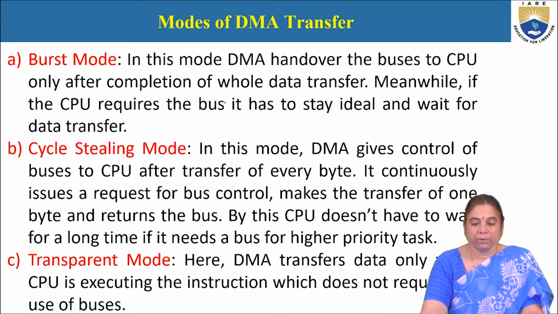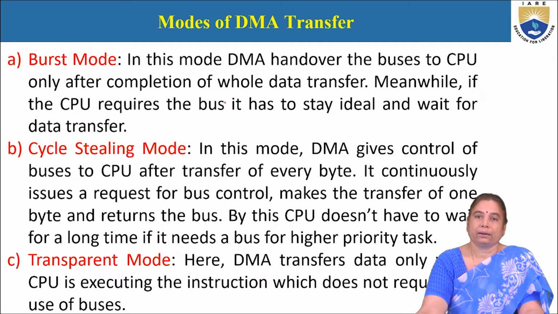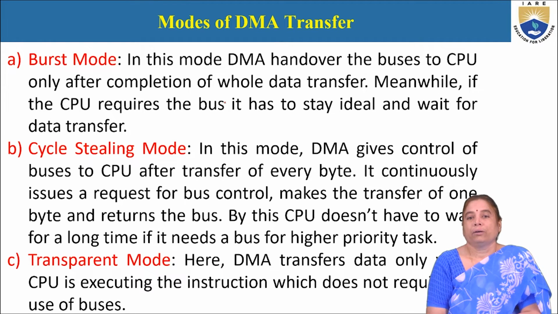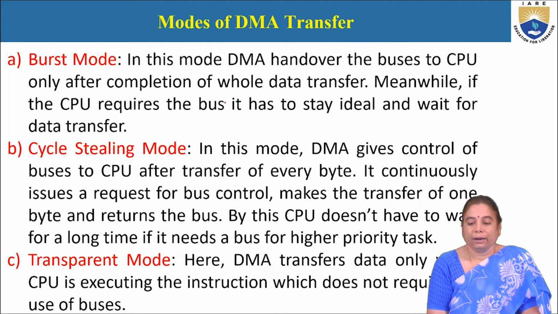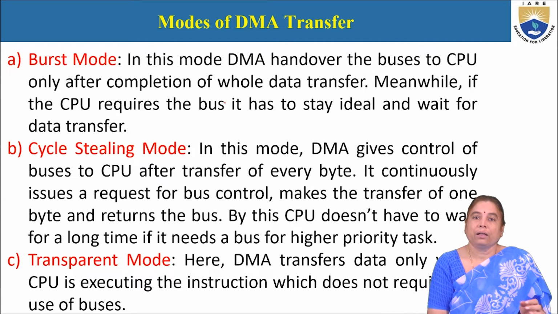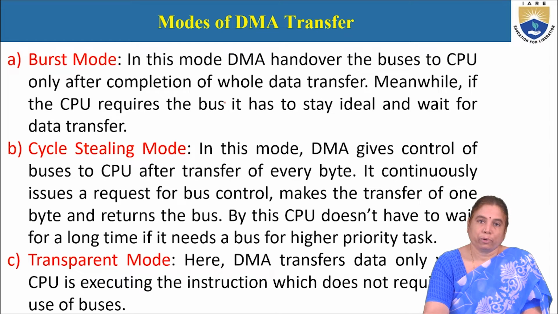If the CPU requires the bus, it has to stay idle and wait for the data transfer. So the CPU can be moved to the idle state, and if it requires the buses, the CPU has to be in the wait state and remain idle until the end of the DMA data transfer. So that type of data transfer mode is the burst mode.